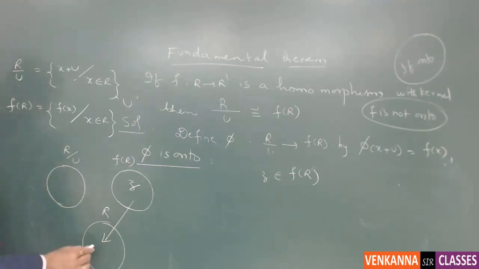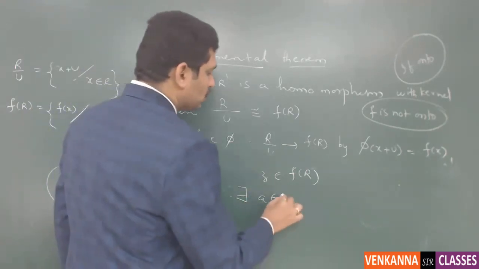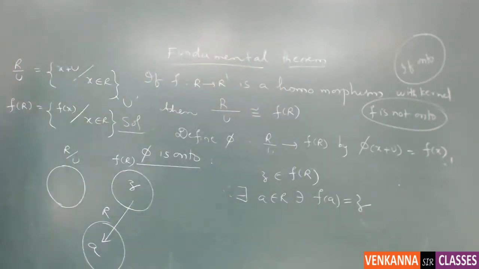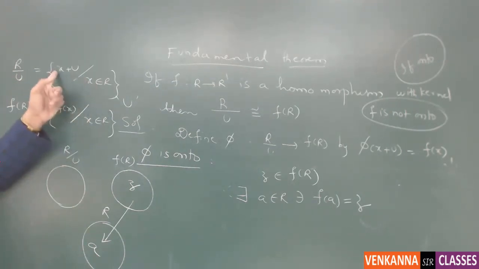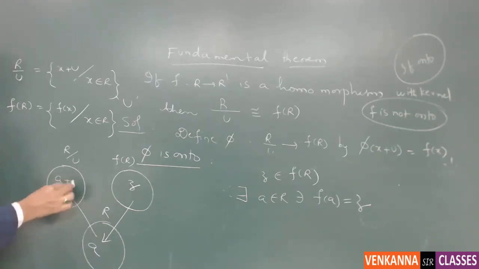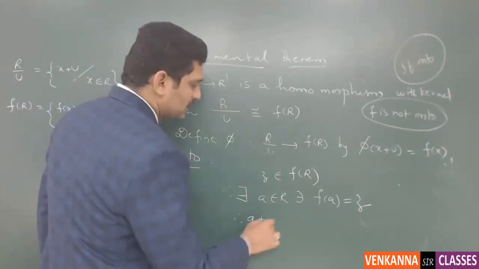So you take a name here, say a. Therefore there exists a belongs to R such that f of a equal to z. And how is the quotient ring defined? For every element in the ring, the corresponding quotient belongs to R by U. So here a is the element in the ring, the corresponding quotient is a plus U, and this belongs to R by U. Now we check that for this value z, a plus U is the pre-image or not. We check for that.